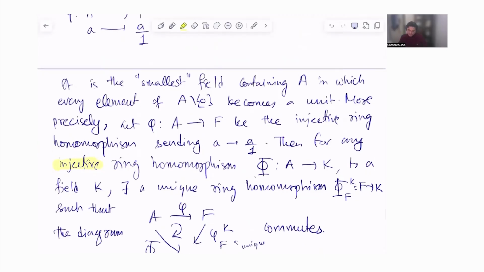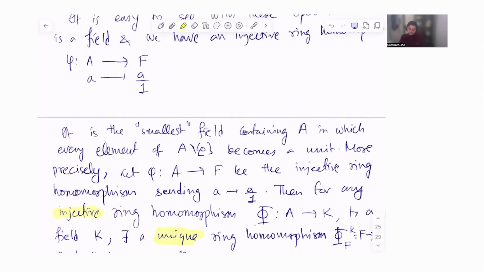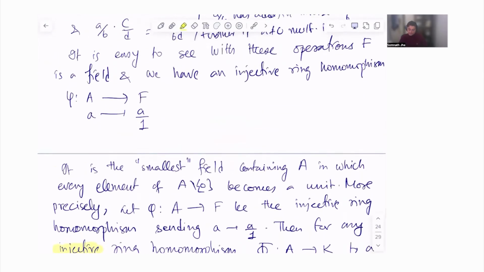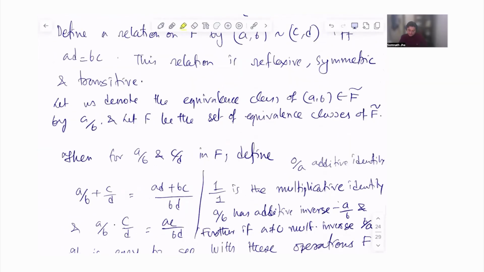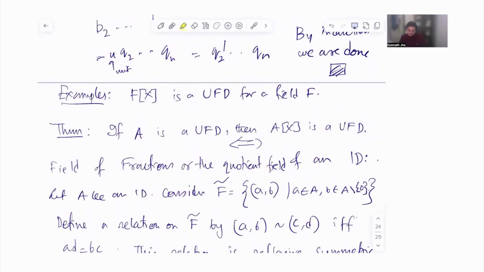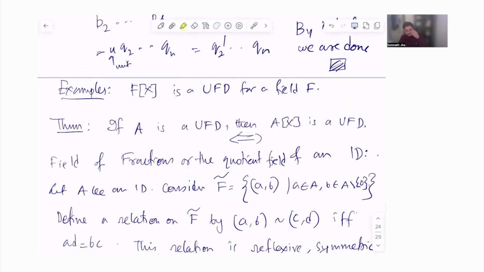So this is a property which determines this: there is a unique ring homomorphism which matches when restricted to A, so to speak. So this is the smallest field. Basically, informally, you can say if any field contains this, then it will contain the quotient field. So that's the definition of field of fraction.